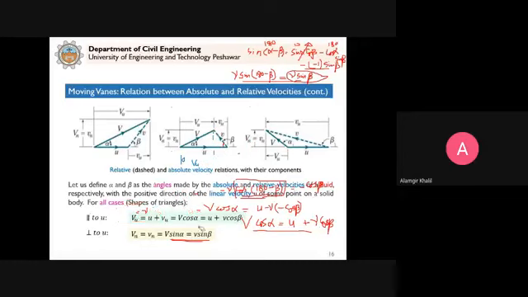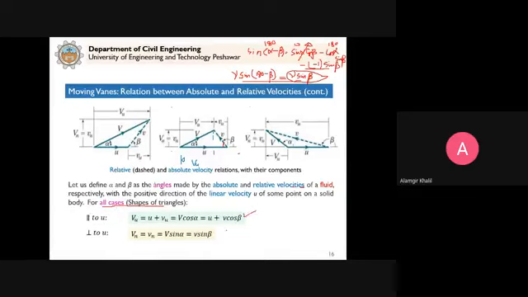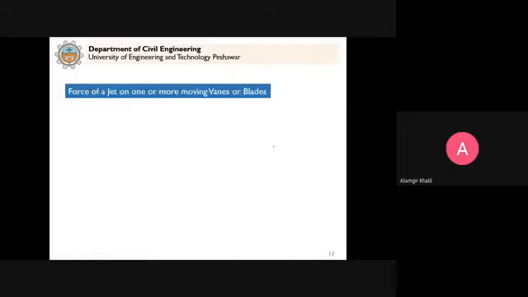Now you can verify by yourself for the third case. You will get the same result. That's why we say that whatever is the shape of triangle, for all cases, you will get this same relationship. I verified it for the 2 cases. Clear? Okay, so now force of a jet on 1 or more moving vanes or blades.